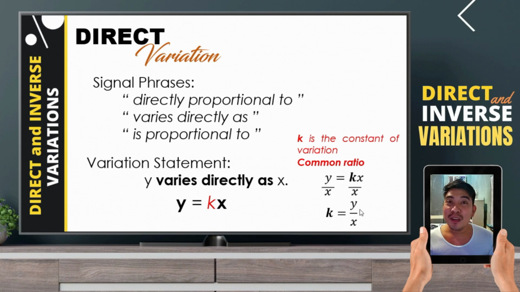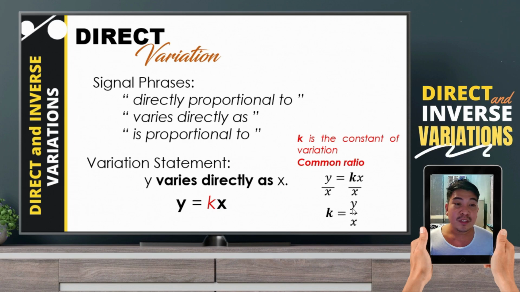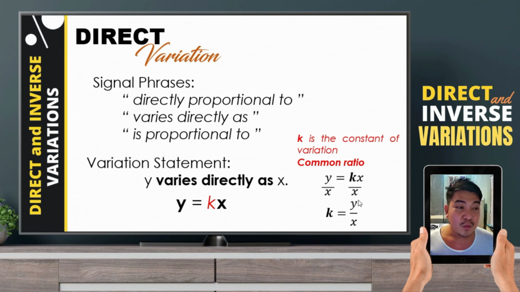So yung tinutukoy na common ratio dito will be the value of k, which is y over x. Remember that this y over x is a ratio. Remember that a ratio can also be rewritten in fraction form. So in getting the value of k, we just need to divide the first quantity by the second quantity.